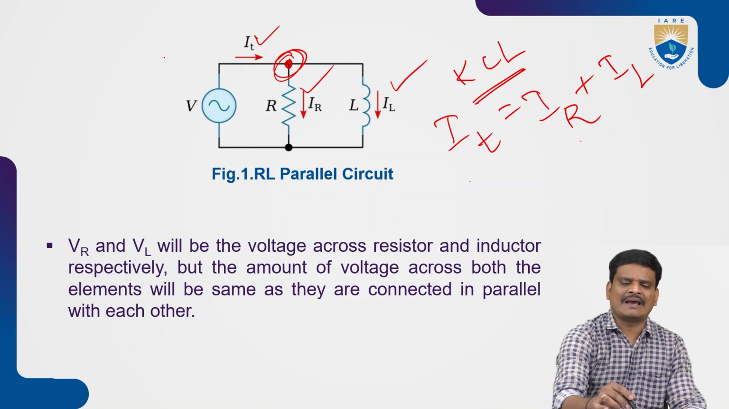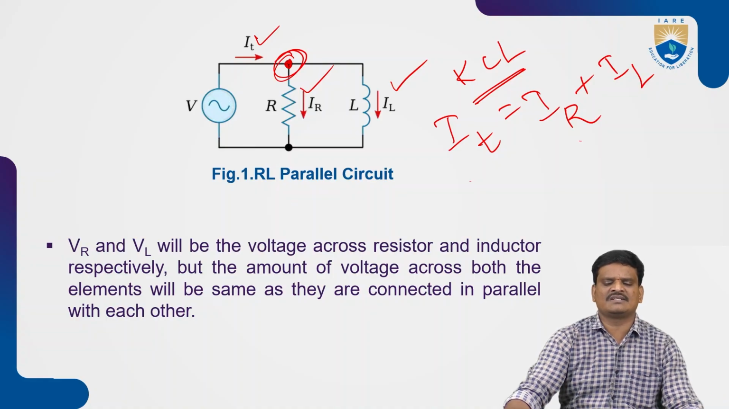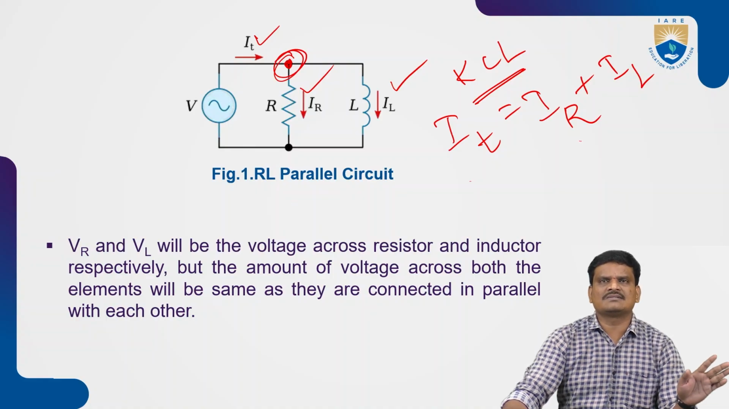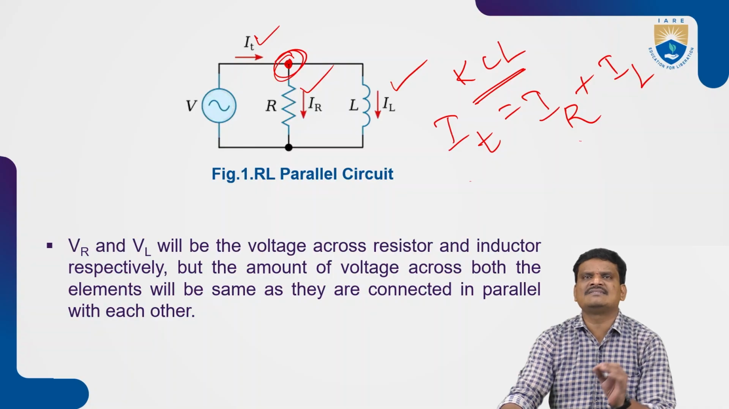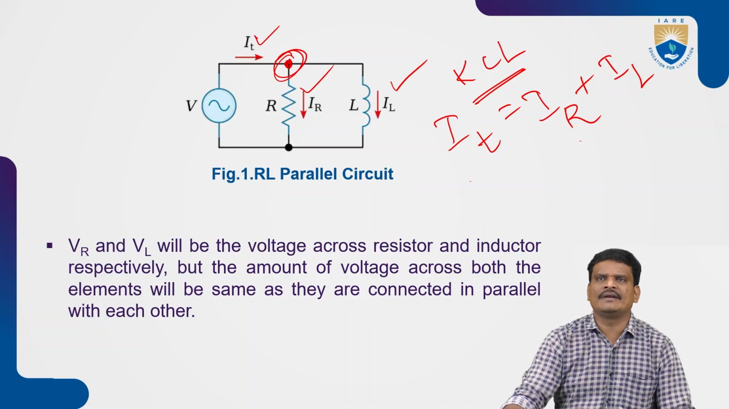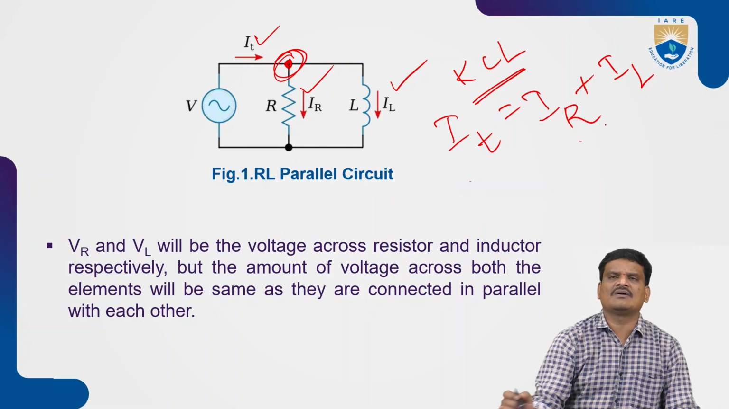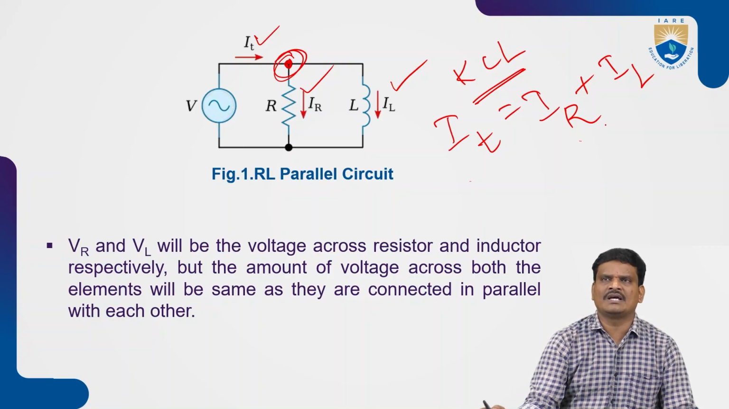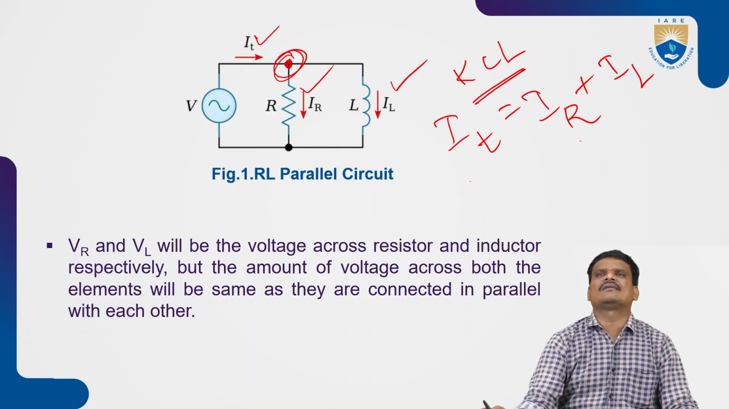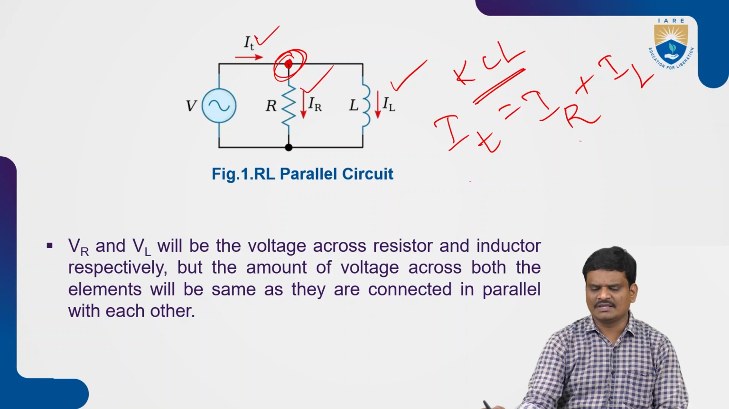As it is a parallel branch, VR and VL will be the voltage across the resistor and inductor, and the voltage across all these elements will be the same, as they are connected in parallel, according to the parallel branch phenomena. Now, by using the expression IT equal to IR plus IL, we will try to calculate the admittance of the given circuit.